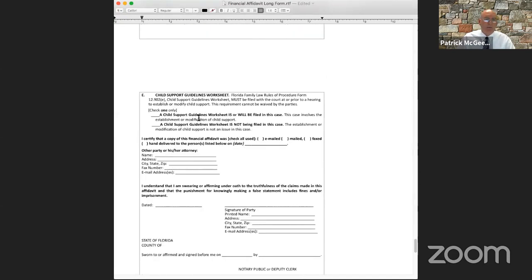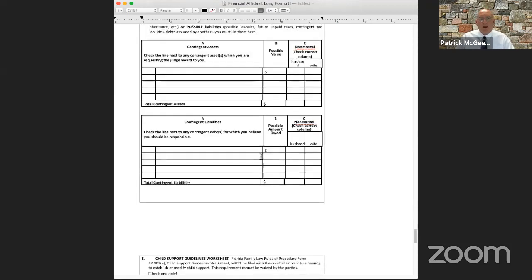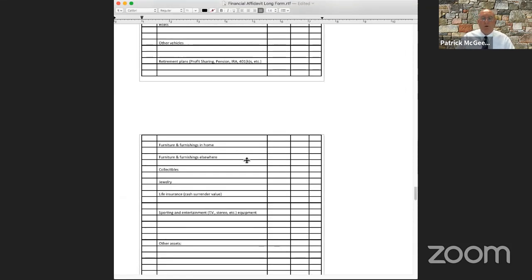And in the end, same thing for child support guidelines worksheet, yes, no, or they will be filed. You certify that it is correct and that you sent a copy to the other person or his or her attorney, and then you certify that everything you said is truthful and you are certifying under oath in front of a notary. This form actually gets filed with the clerk of the courts.